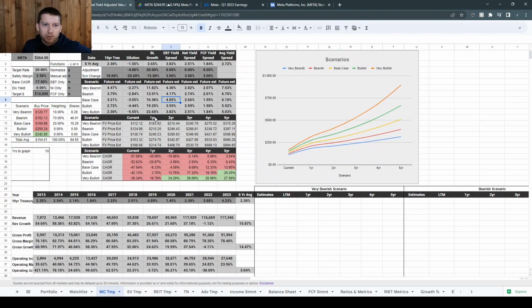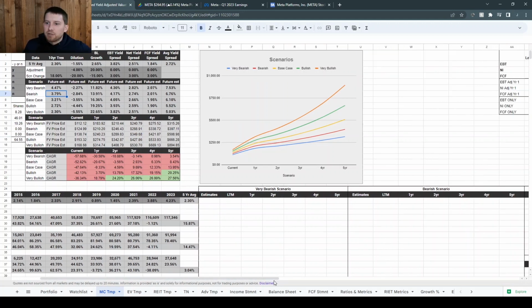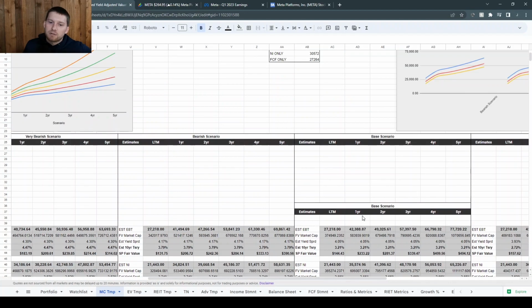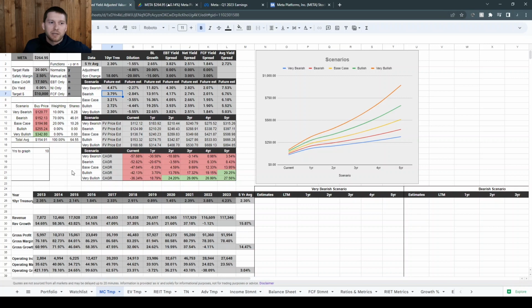If we looked at the evaluation template that I had, these were all the same assumptions and the same growth rates, bottom line income at the end of 5 years. So this is basically what I had. Very bearish buy price of 120, a bearish buy price of 152, base case of 194, a bullish case of 255, and very bullish of 342.